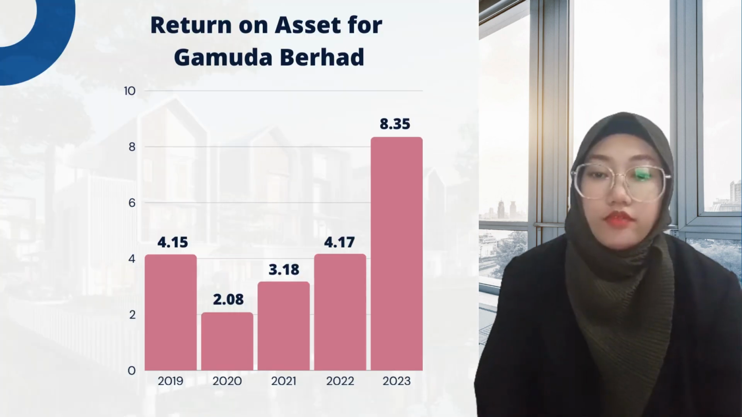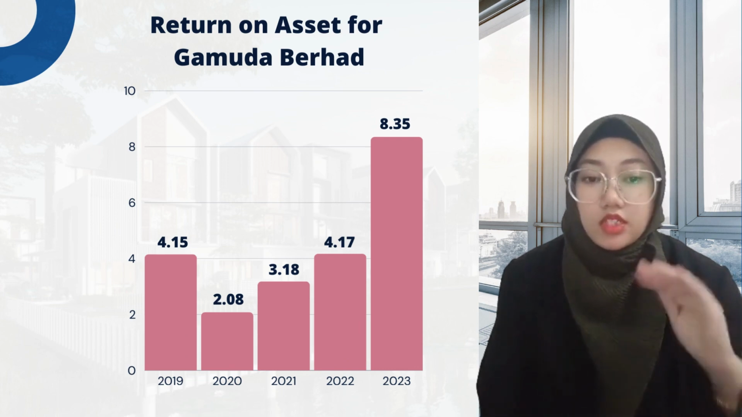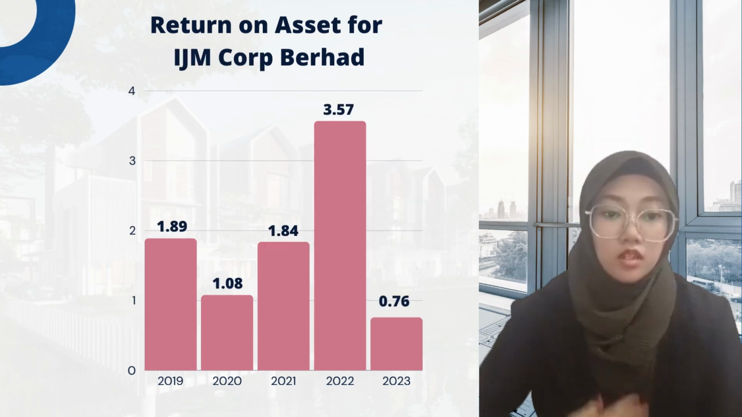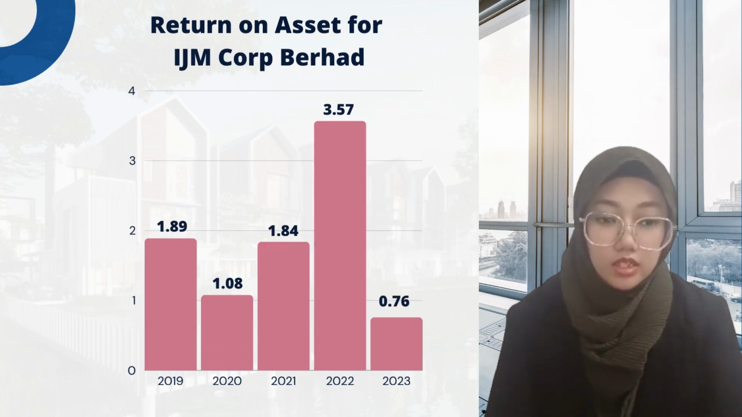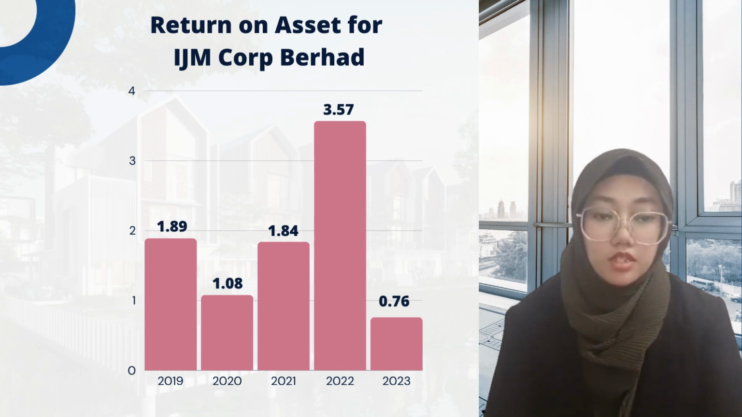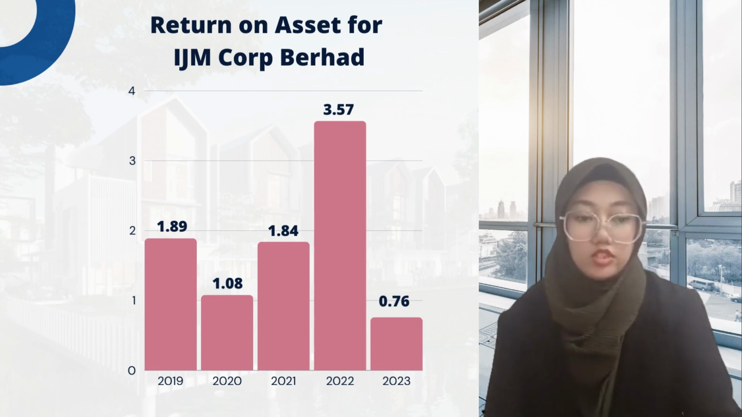Return on asset for Gamuda Berhad is fluctuated, but for the past 4 years it has been increasing year by year, with the current year record of 8.35%. The ROA for IJM Berhad is fluctuated. As you can see, their highest percentage on ROA was 3.57, but then it plummeted to 0.76 in 2023.